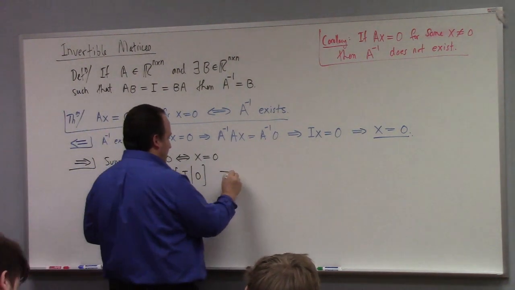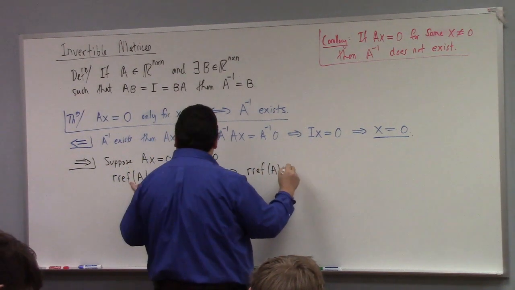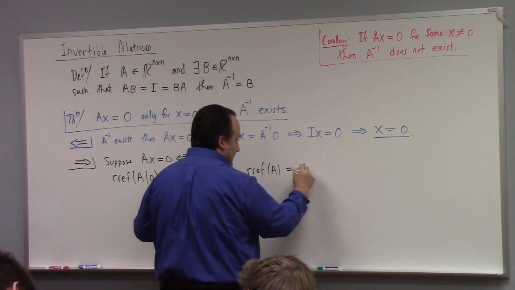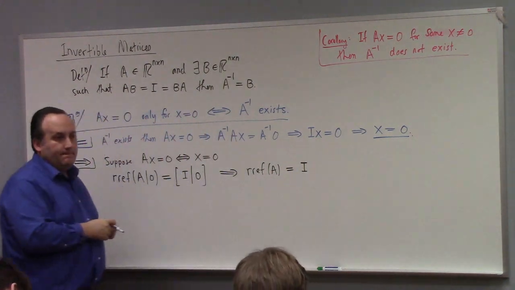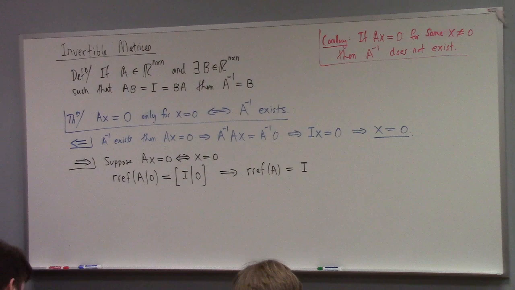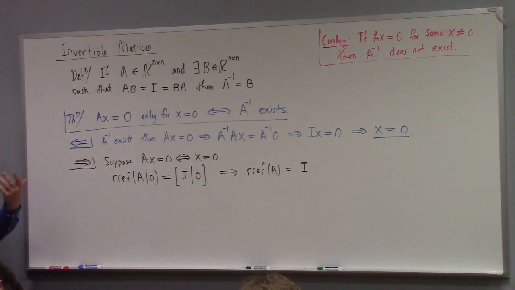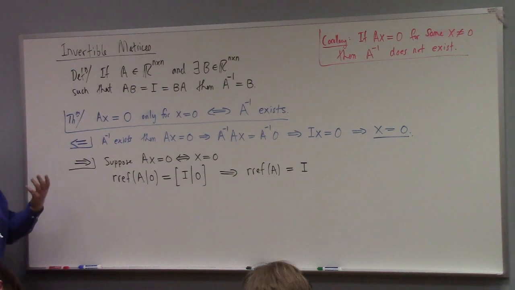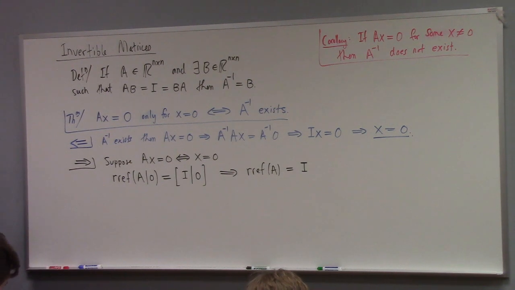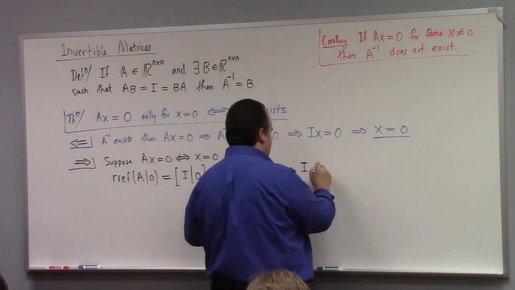OK, so this also tells us what? The reduced echelon form of A is actually equal to the identity matrix, right? Stripping off the last column. But we learned about elementary matrices, right? There's a finite sequence of elementary matrices we can multiply by A to get the RREF, right? So this is equal to what?